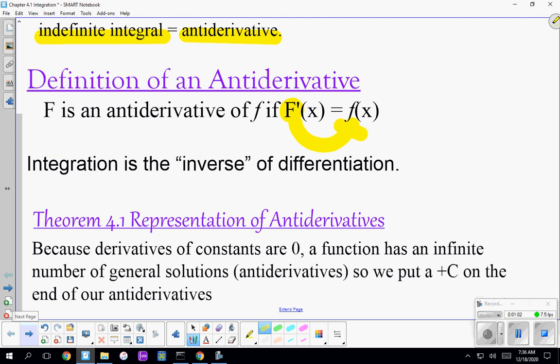So again, because there's an infinite amount of integrals, and that's because the derivatives of constants are zero, we do have to put a plus c at the end when we are finding indefinite integrals. Again, that's because we don't know what constant we started with.